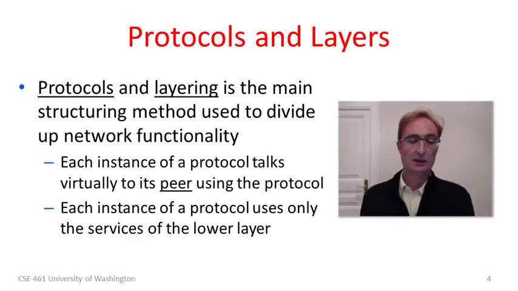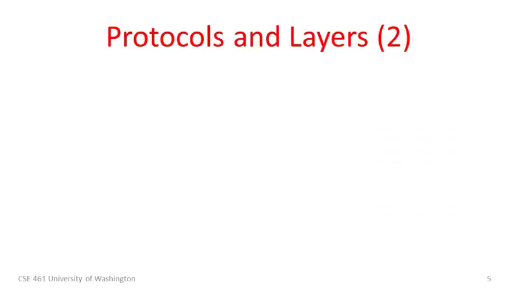Here we are. Protocols and layering are the structuring method which is used in networks to divide functionality up into smaller pieces which can then be reused. The way they work is as follows. Each instance of a protocol is able to talk virtually to the corresponding instance of the protocol, called a peer, on a different host elsewhere in the network. To do this, the instance of the protocol uses only the services of the lower layer which sits on the same host. Let me just draw a picture of that to work through some of the concepts.